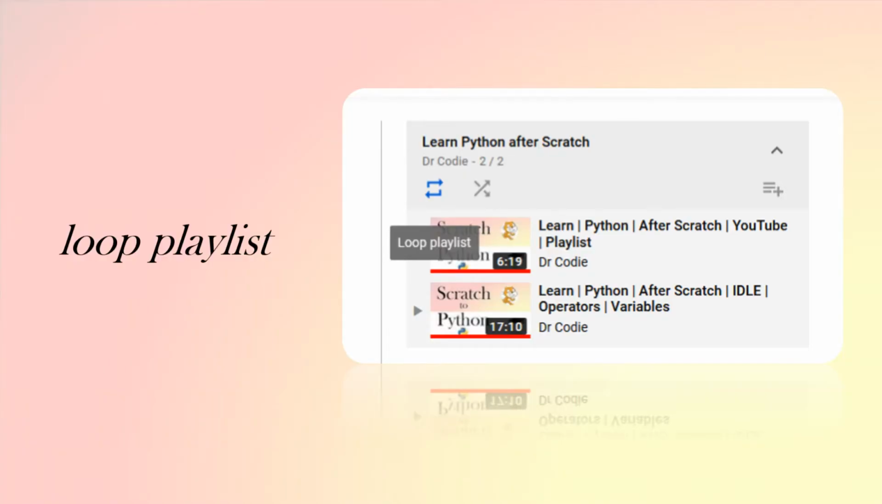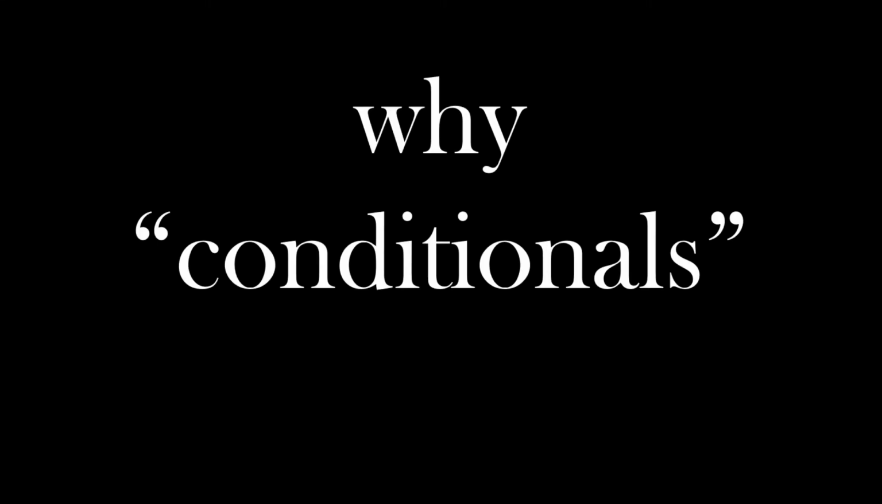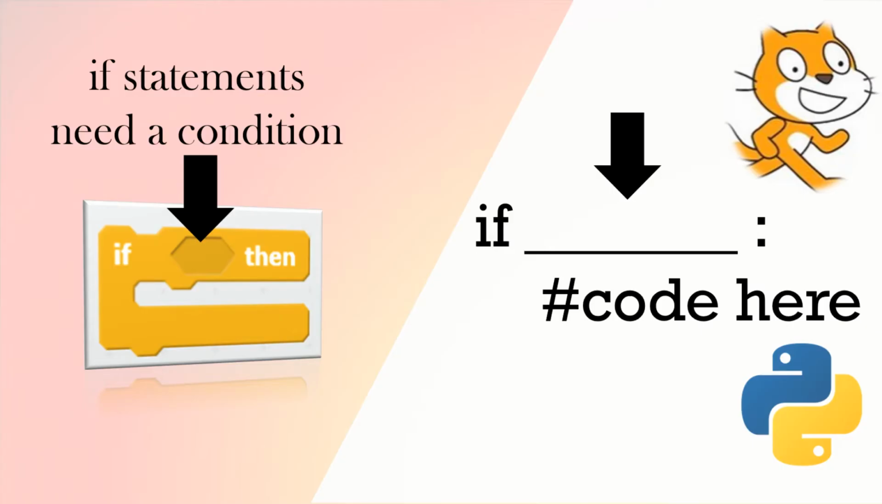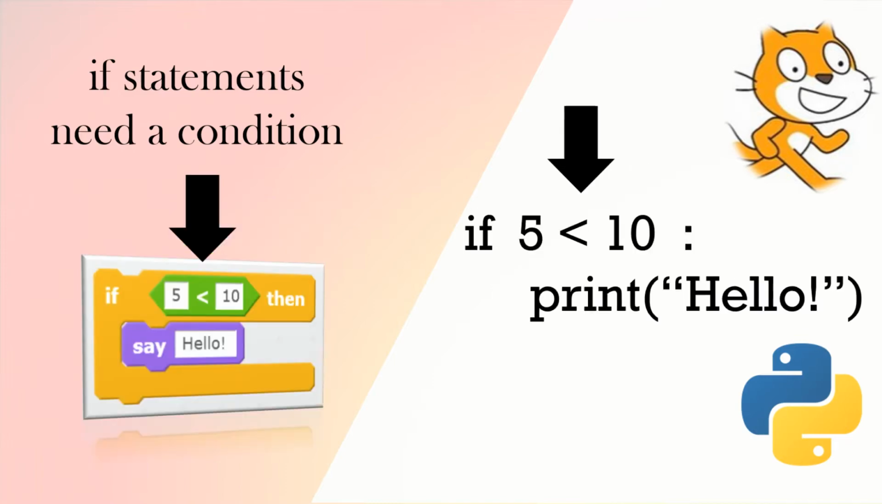We know about loops. We can even loop a playlist in YouTube. But why conditionals? Well, in if statements, when we have the if then block, there's a space that we put the condition to check if it's true or false. So that if statement needs that condition. So that's why they're called conditionals. Conditional statements or conditional expressions.